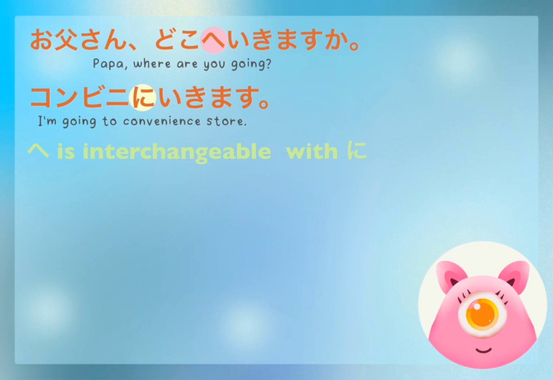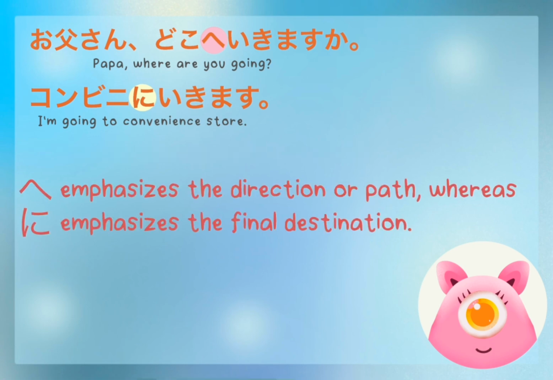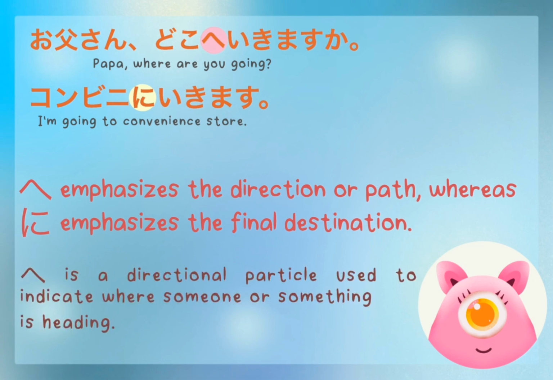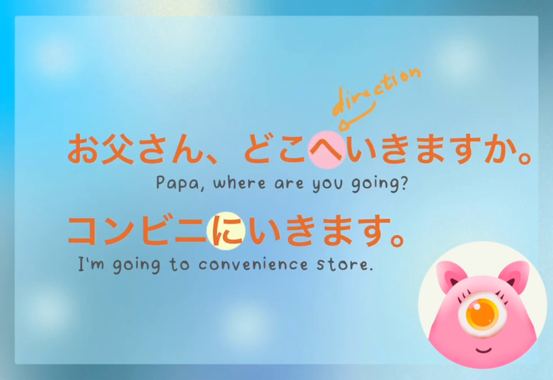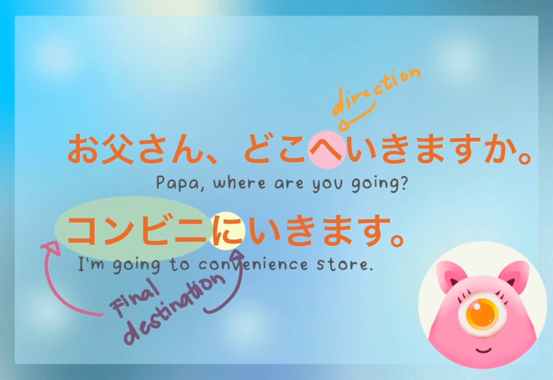You also need to remember that e is interchangeable with ni. Just like in the example, they are both referring to a place but they use a different particle. The difference between the 2 particles is that e emphasizes the direction or path, whereas ni emphasizes the final destination. The e is a directional particle used to indicate where someone or something is heading. Look at the examples and you can see here that e is used to indicate direction and that ni is used to refer to the final destination. To avoid confusion, let's just focus on the e particle for now.